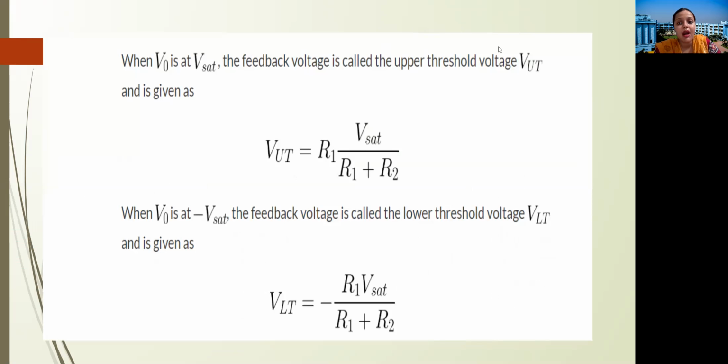So how is this being done? When V0 output is at Vsat, the feedback voltage is called the upper threshold voltage VUT, and it's given as R1 into Vsat divided by R1 plus R2. Similarly, the lower threshold voltage will be given by minus R1 into Vsat by R1 plus R2.